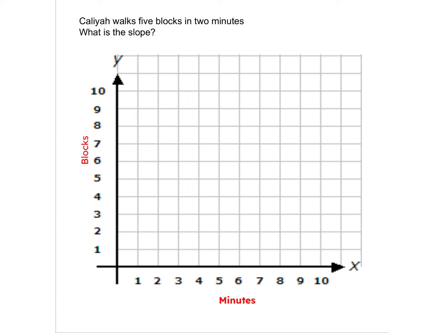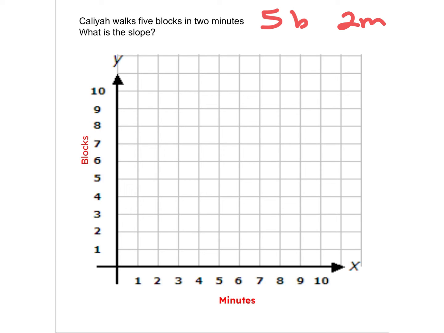Okay, I already made this out. Kalia walks 5 blocks in 2 minutes. I'm sorry you can't see that. It says 5 blocks in 2 minutes. And I want you to figure out the slope. So I want you to take a minute to think about this.